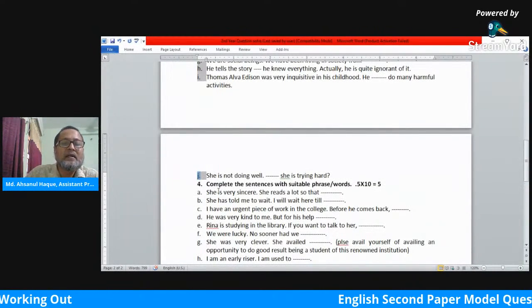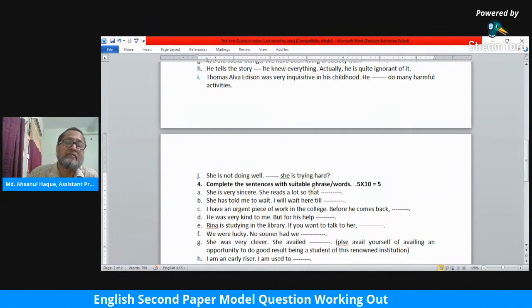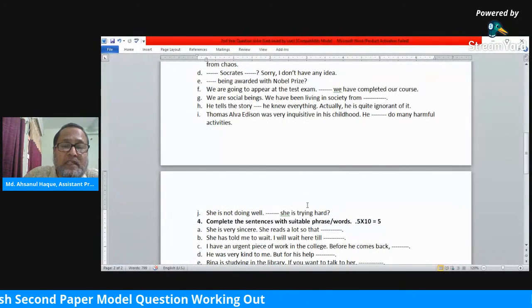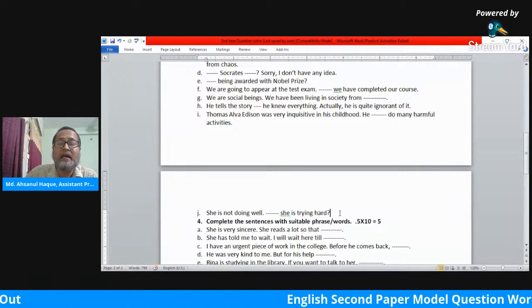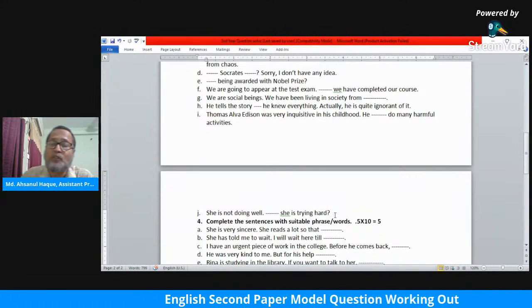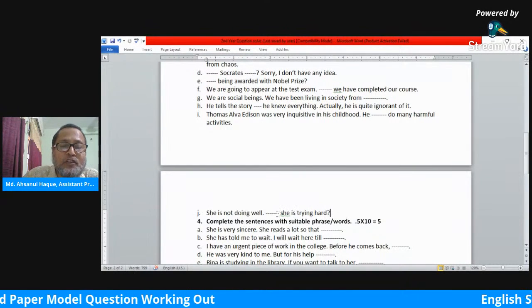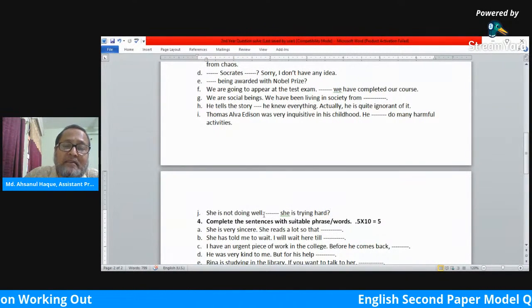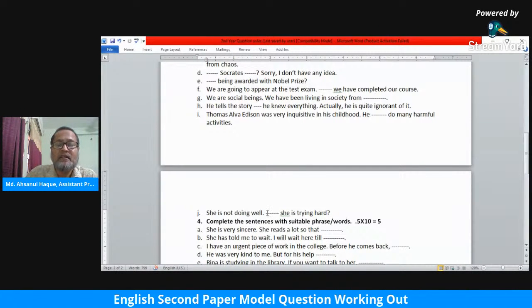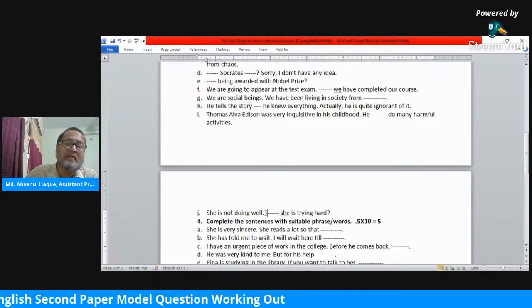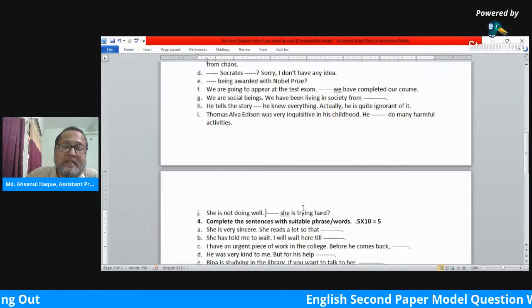And number J, she is not doing well. Dash she is trying hard. What if she is trying hard? Yes, it is okay that she is trying hard, but her attempt is not successful. That is why she is not doing well. She is making attempts in many ways, and she is trying hard, but her efforts are not becoming successful. That is why, what if she is trying hard?